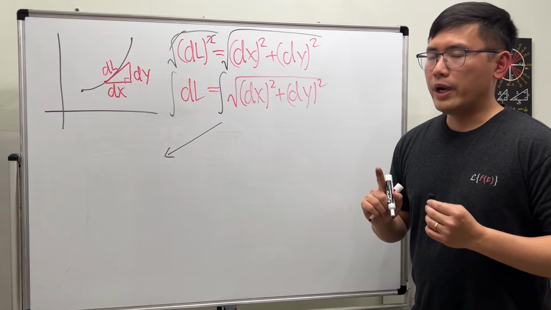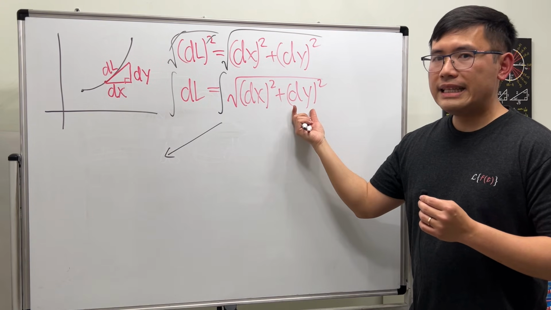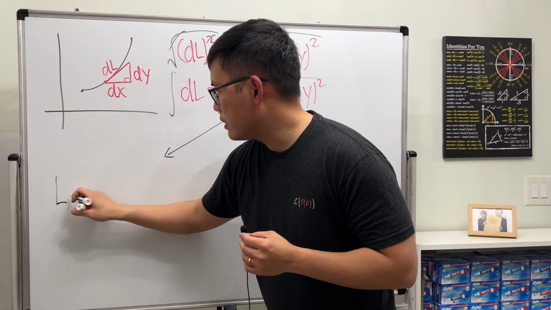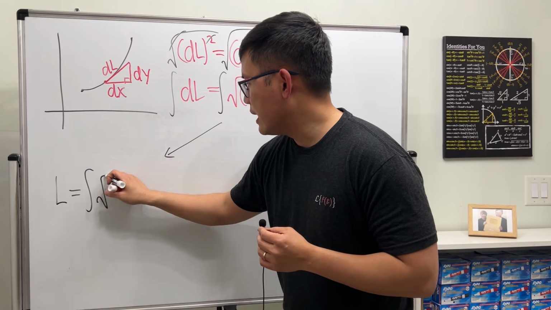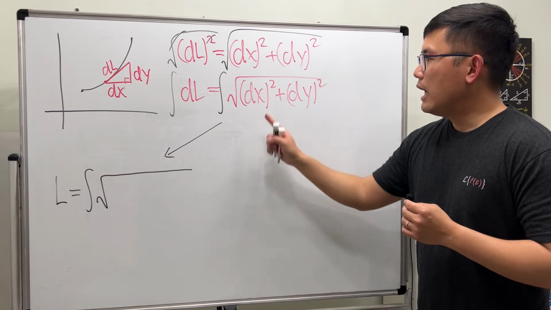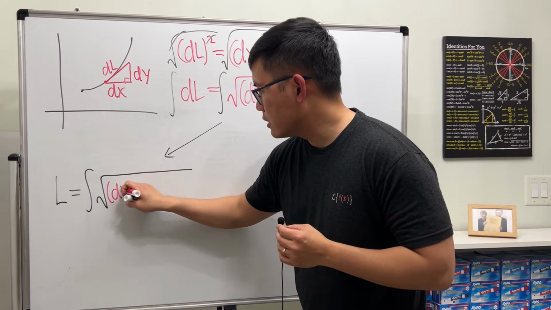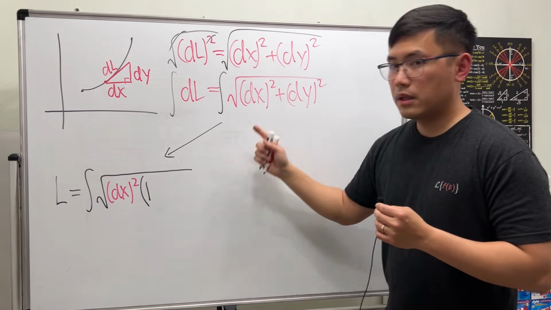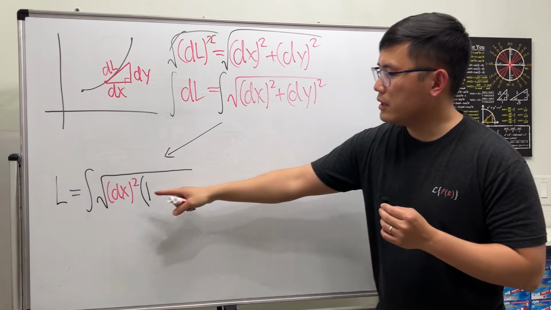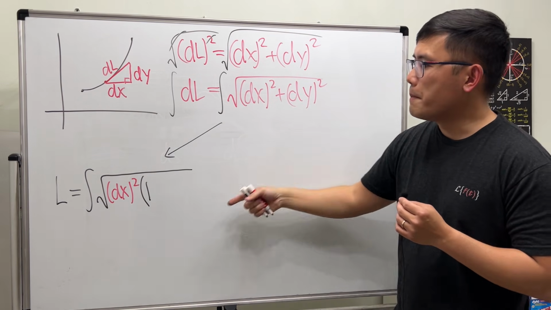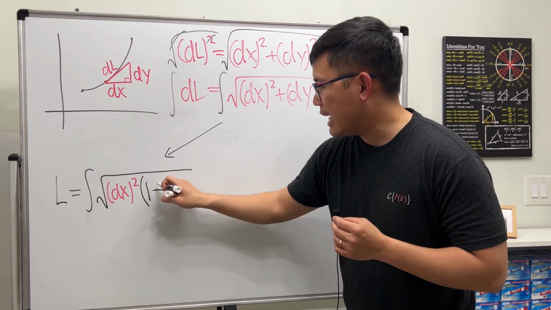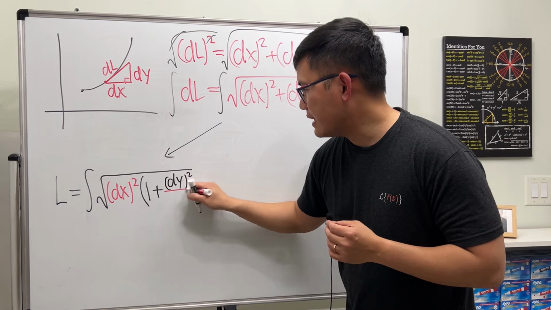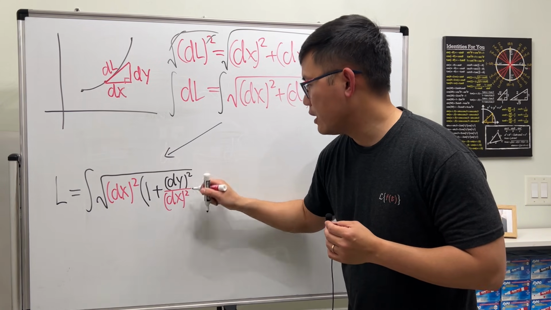So, first way, we can look at this and then let's factor out the dx squared. So on the left hand side, we'll just have L. That will be equal to the integral, and then we look at the square root. I'm going to factor out dx squared. So this term will just be 1. And then for this term, because we took out the dx squared, we will have to divide this term by dx squared. So we add dy squared from here originally, and then we divide that by dx squared, like so.